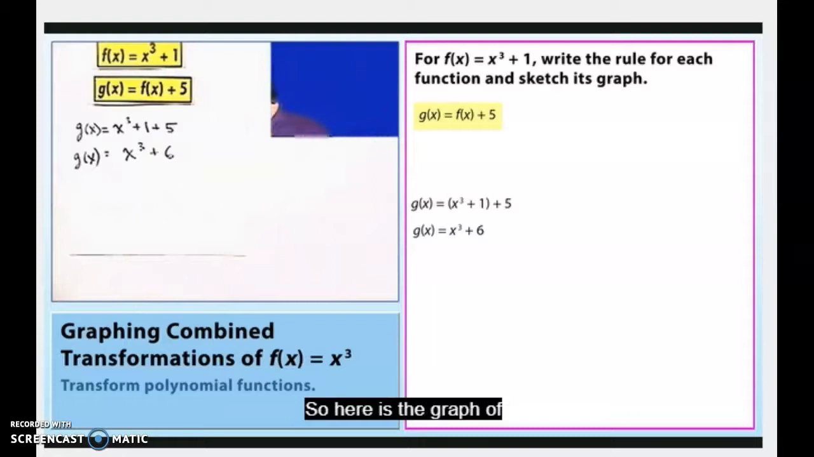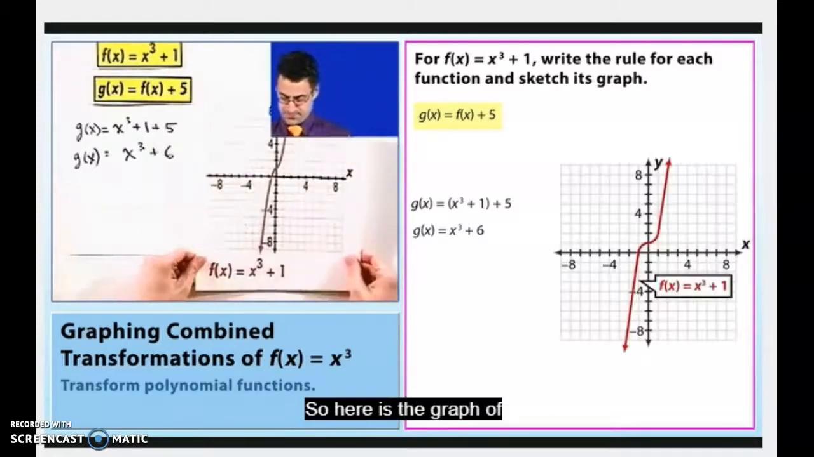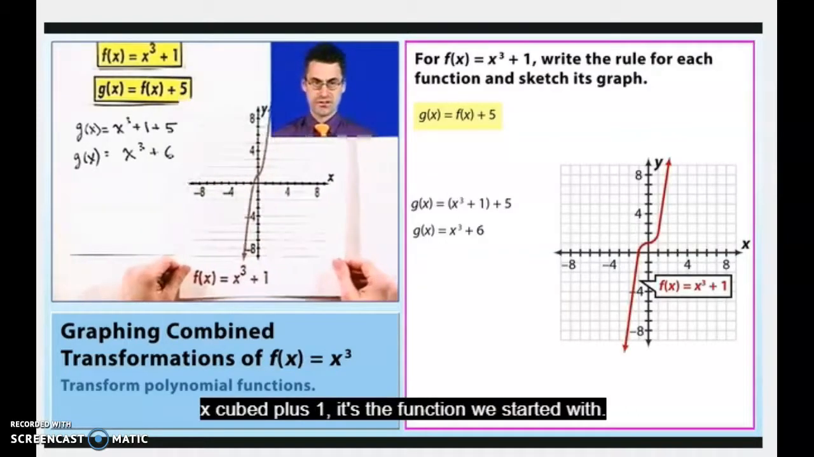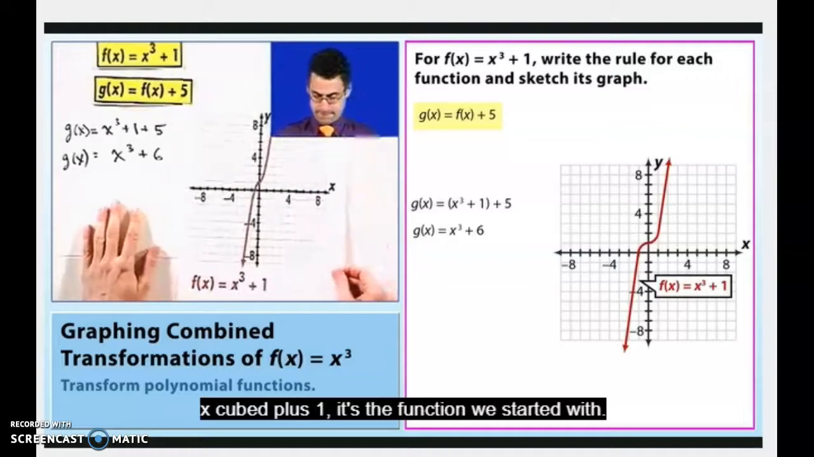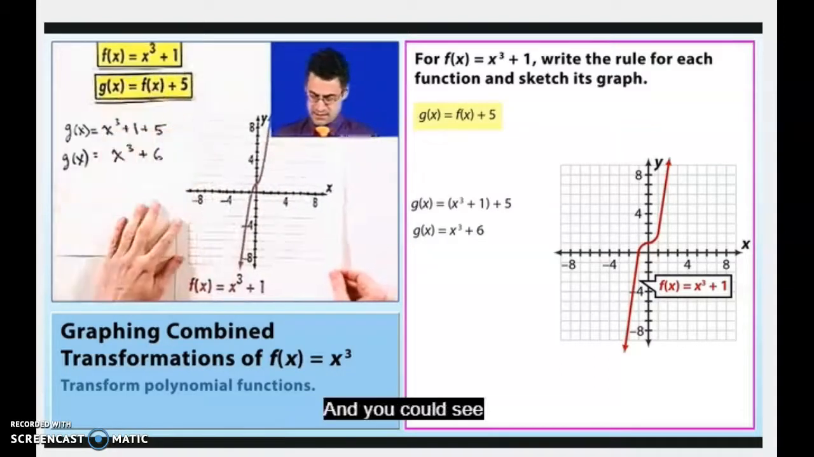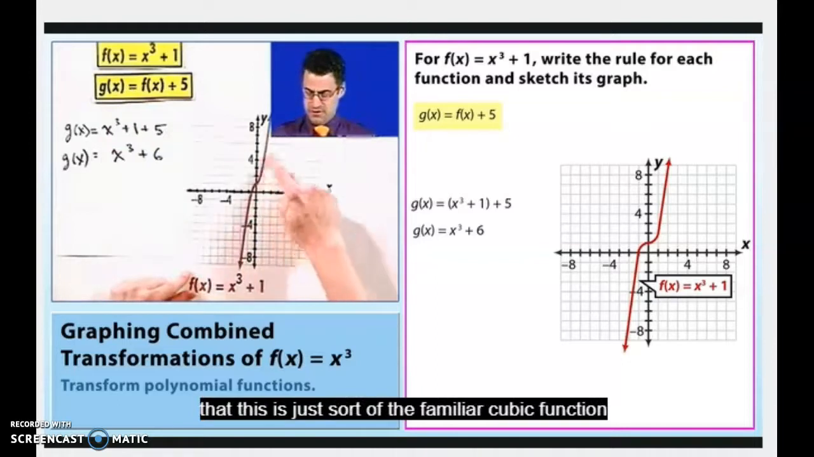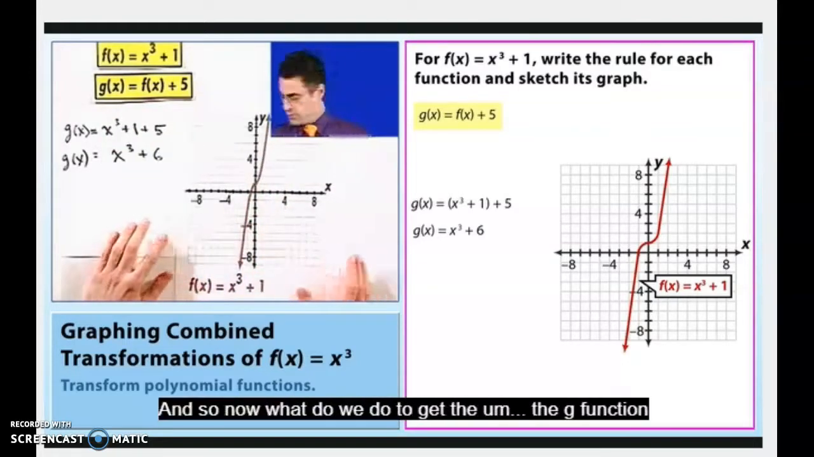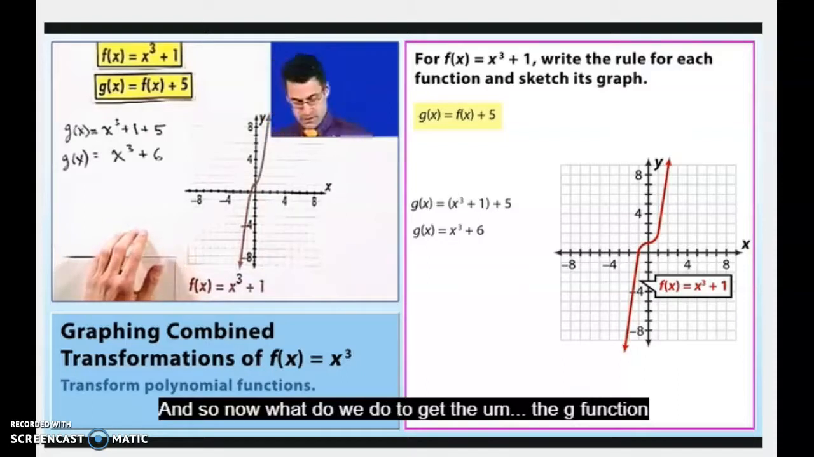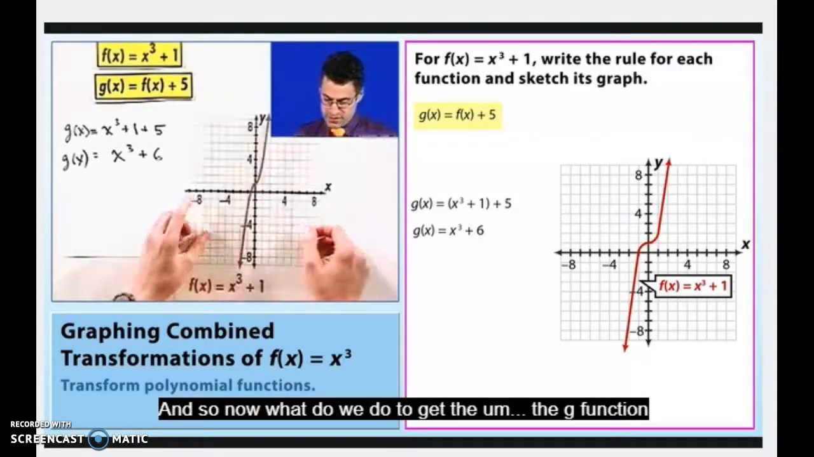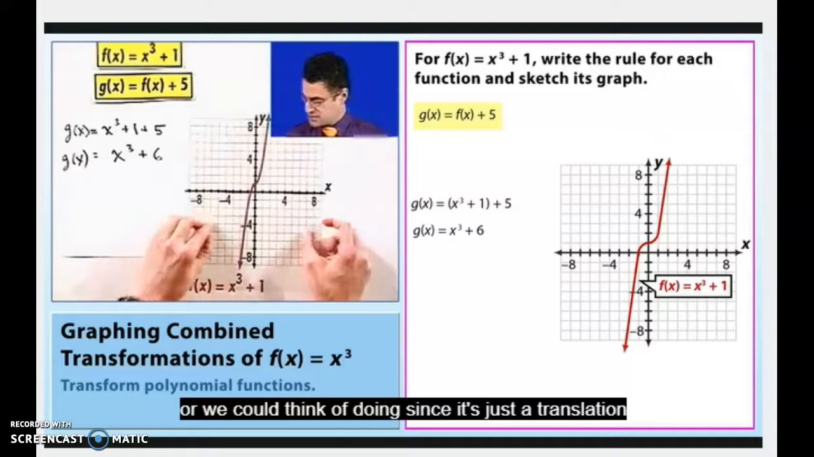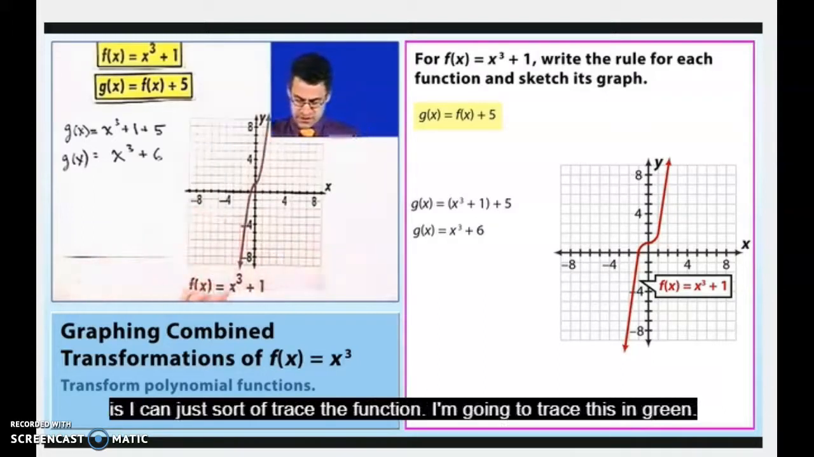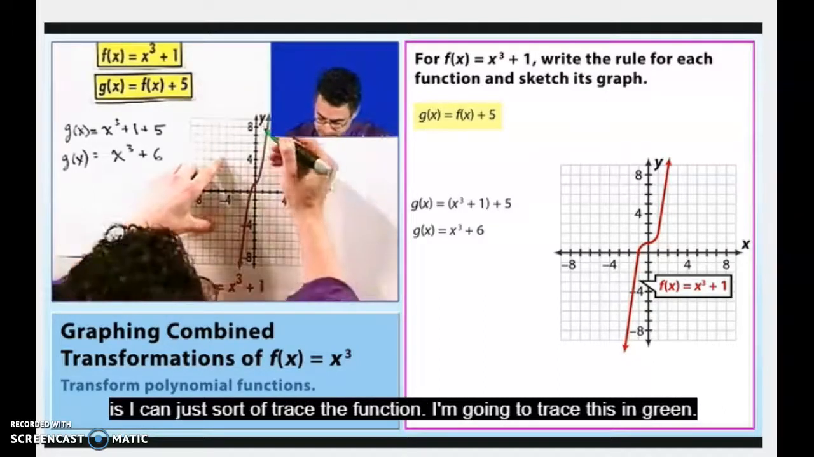So here is the graph of x cubed plus 1. It's the function we start with. And you can see that this is the familiar cubic function. It's been already shifted up 1 unit. That's the starting function. And so now what do we do to get the g function? Well, since it's just a translation, I can just trace the function. I'm going to trace this in green.